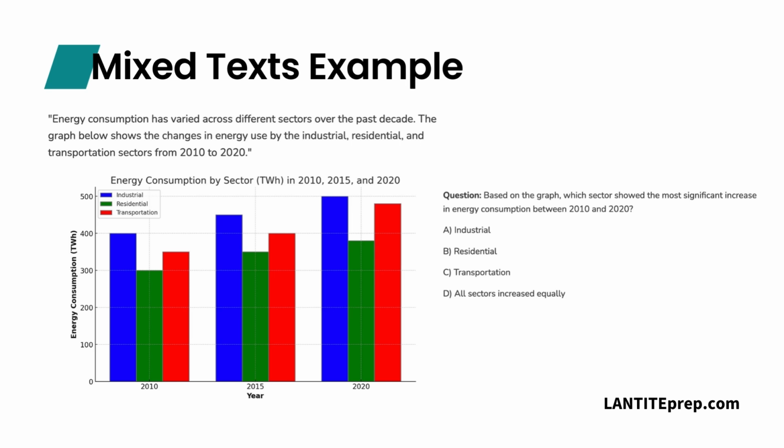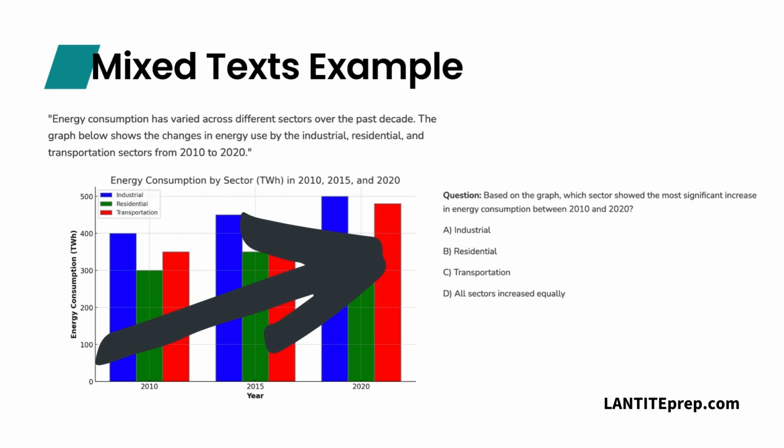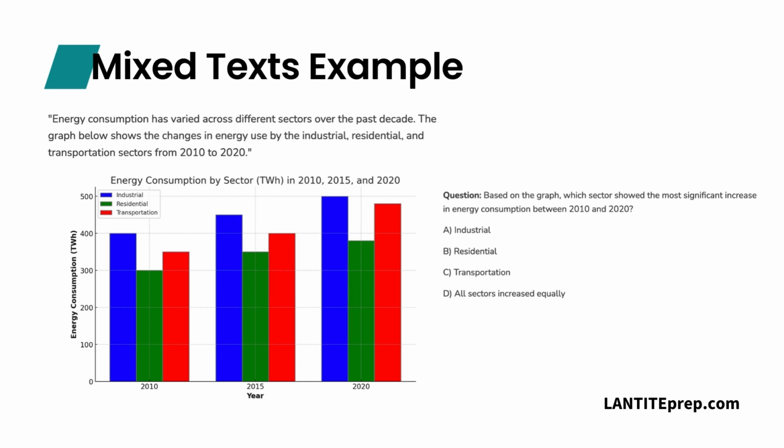In step 3, we look for consistencies to check what this graph is really showing us, where we can notice that the sectors industrial, residential, and transportation have all increased from 2010 to 2020. Moreover, we see that industrial, which is presented in blue on the bar graph, increased from 400 to 500. Residential, the green bar, increased from 300 to 380. And transportation in red increased from 350 to 480, which means that transportation increased the most, residential increased the least, and industrial was increased in the most consistent manner.